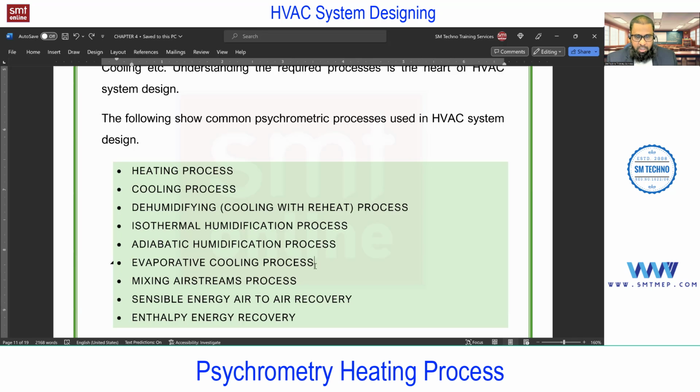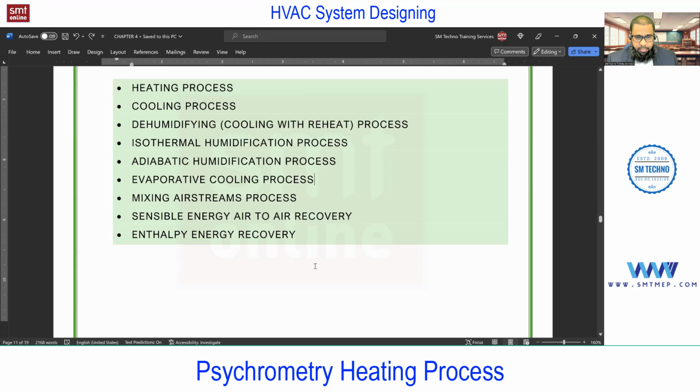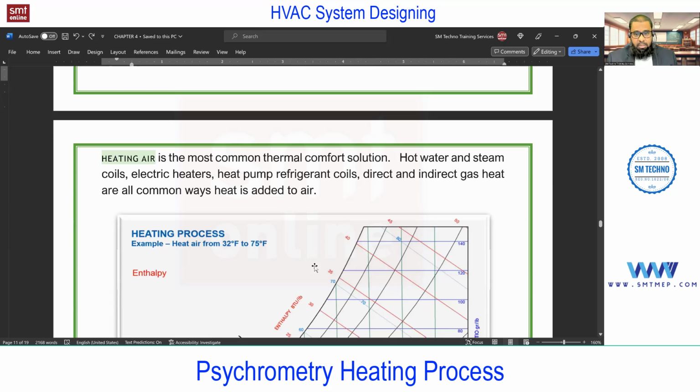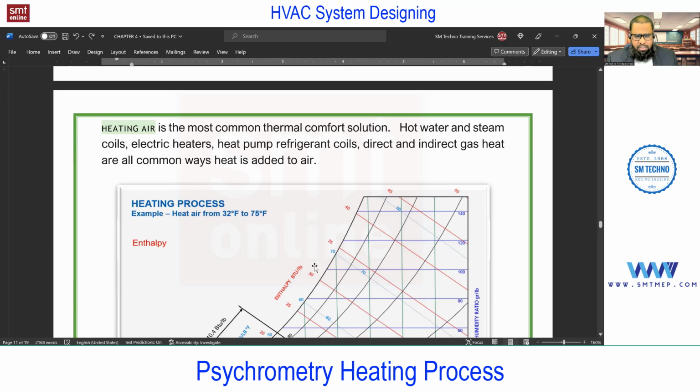So let me expand this process step by step. The first process, you see, at this level you may not get the complete idea for this, but understanding this process will help at the time of load calculation, especially at the time of psychrometric analysis. So I request you to please focus on this topic because this is very, very basic for an HVAC design engineer. It's very easy, you can understand.